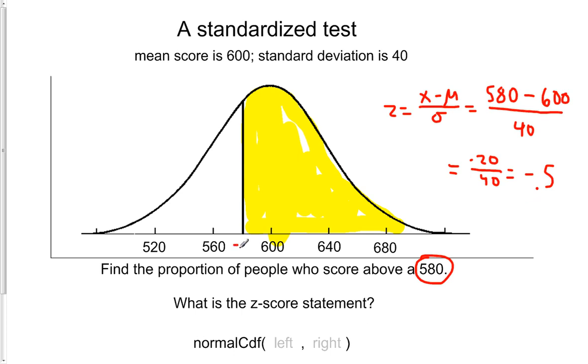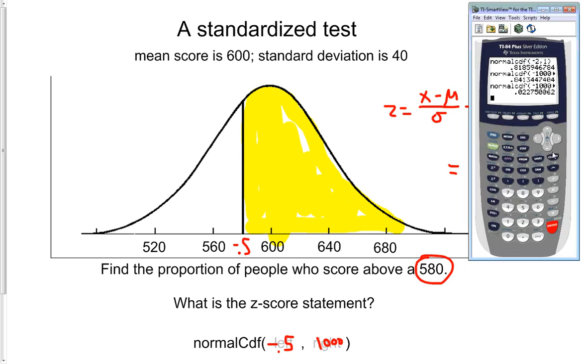So if that is, I'm going to label that on there, negative 0.5, then when we do our normal CDF to get the area under the curve, we're going to punch in negative 0.5 as our left bound, because that's the left side here. And then the right side goes on to positive infinity, so again, we're just going to use 1,000. This time it's going to be positive 1,000 because we're going to the right. Clear our screen here. If we go to second bars, normal CDF, negative 0.5, comma 1,000.